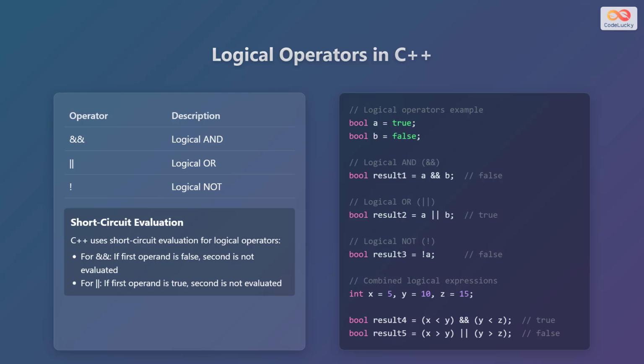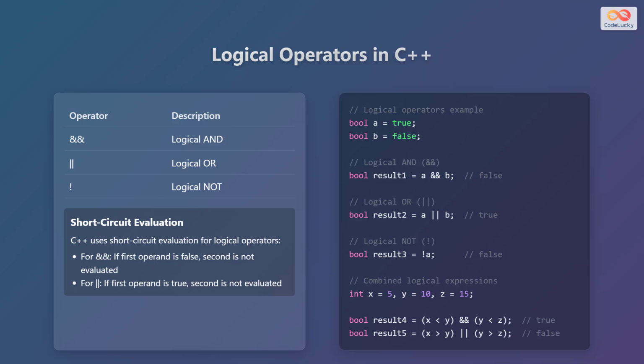Double pipe represents logical OR. This operator returns true if either operand is true. Exclamation mark represents logical NOT. This operator returns true if the operand is false, and false if the operand is true.